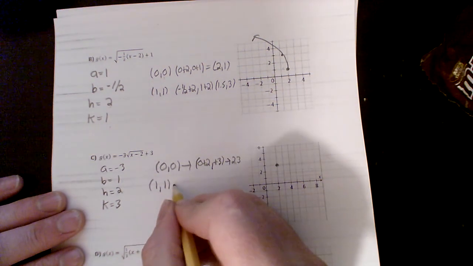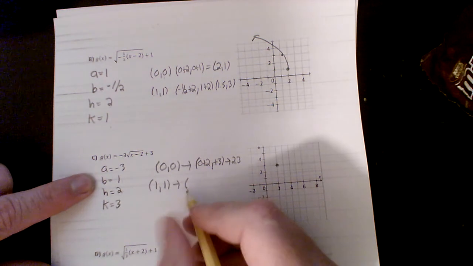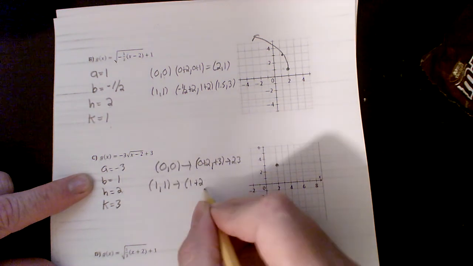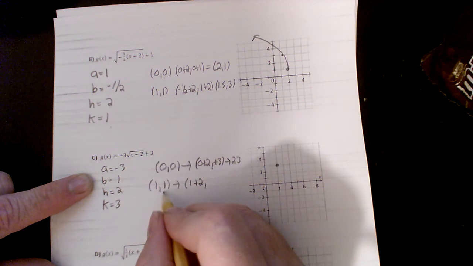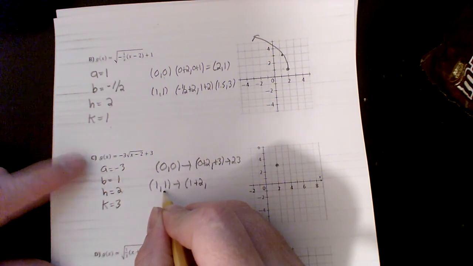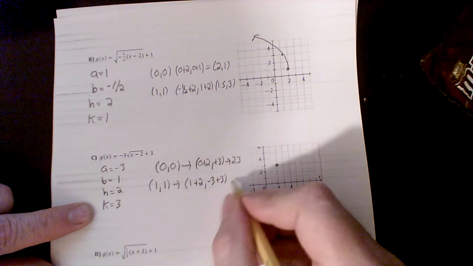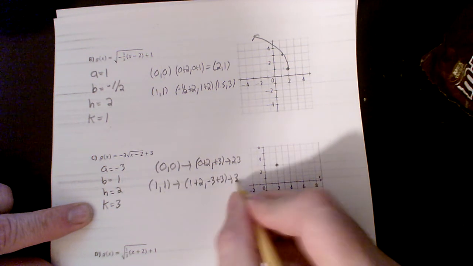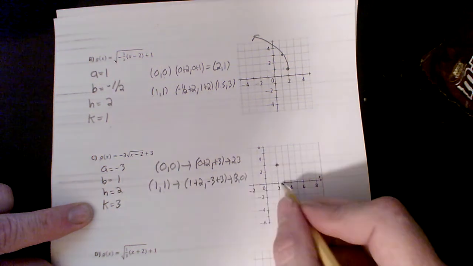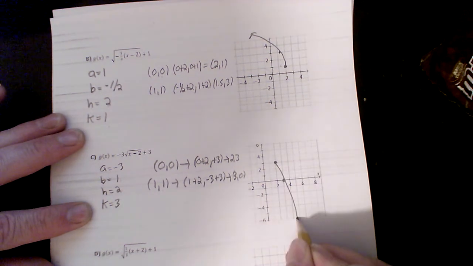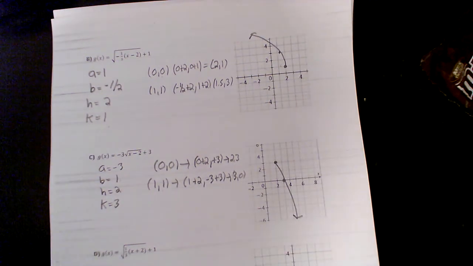1, 1. All right, so I multiply this by b, I still get 1. I add h, which is 2. I take this point, multiply it by a, which is -3, and I add k, which is 3, which gives us the point 3, 0. Well, what do you know? That's the exact point we thought would happen. I'm going to draw my reference point going off this direction, and there we go.